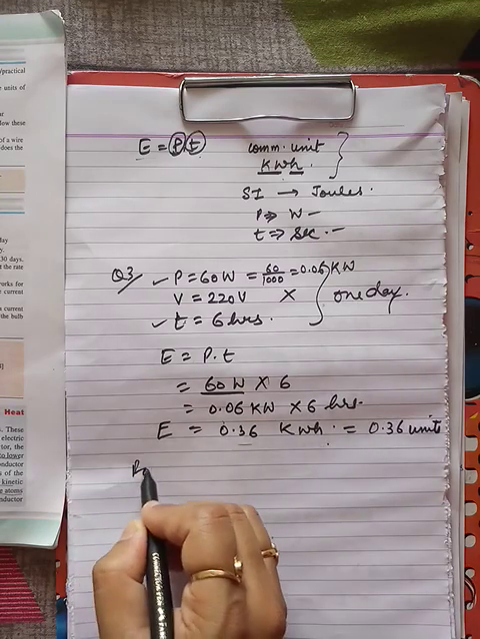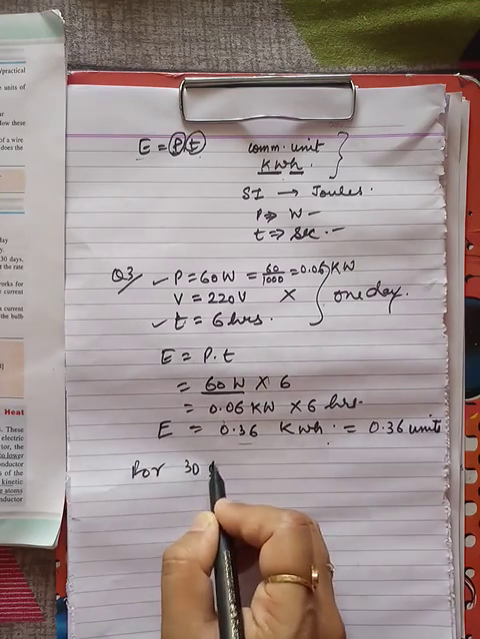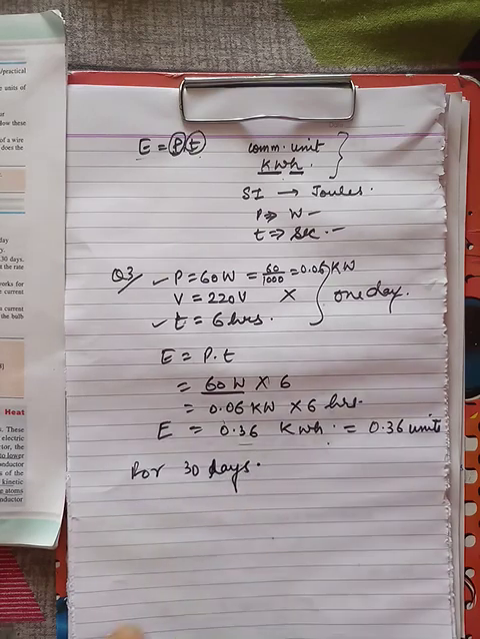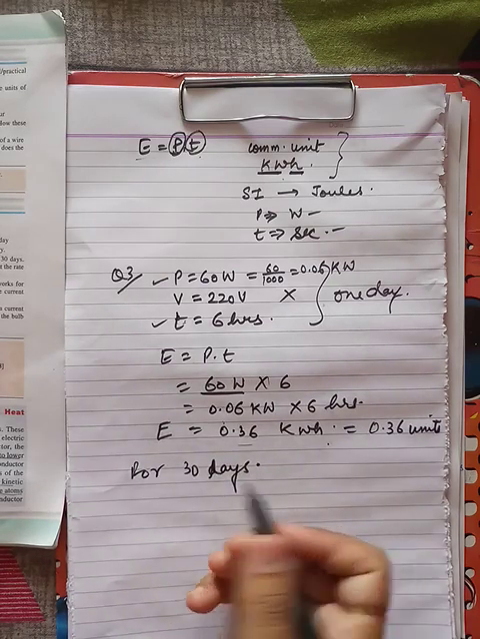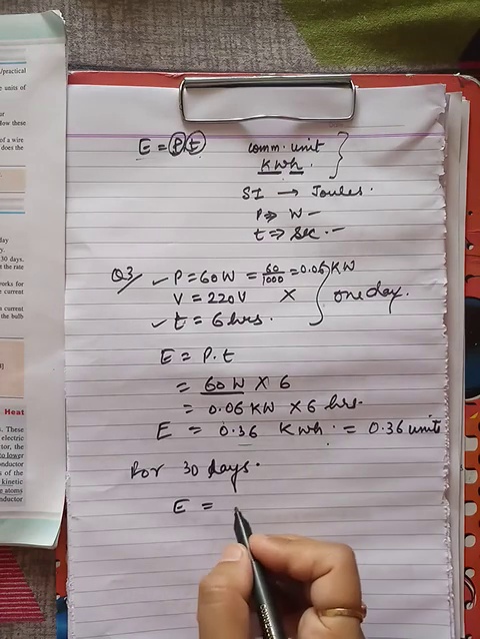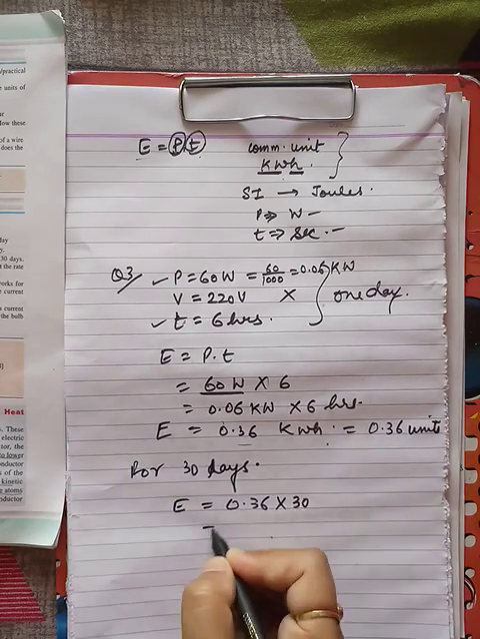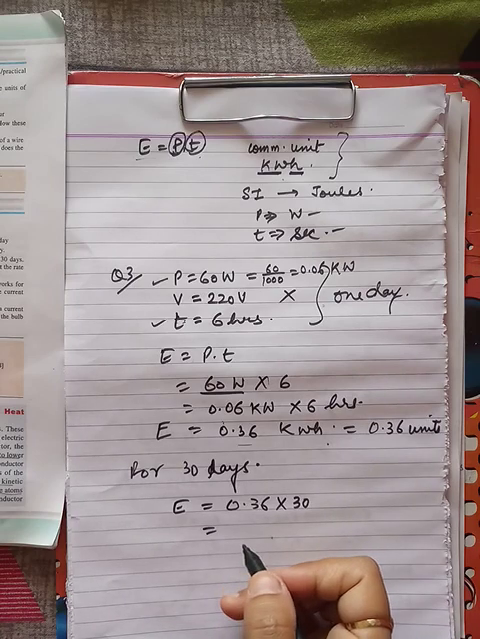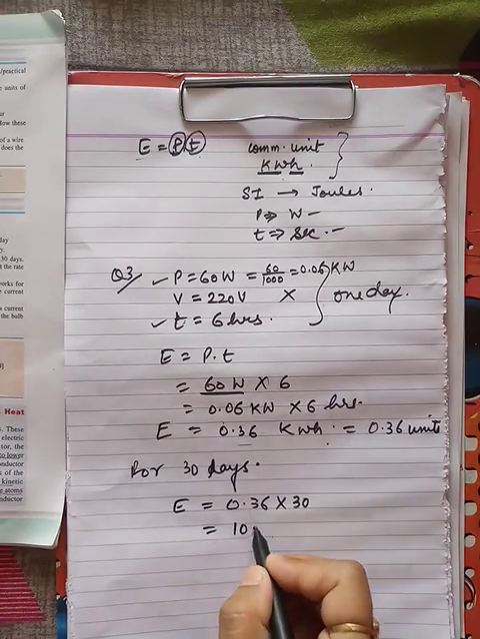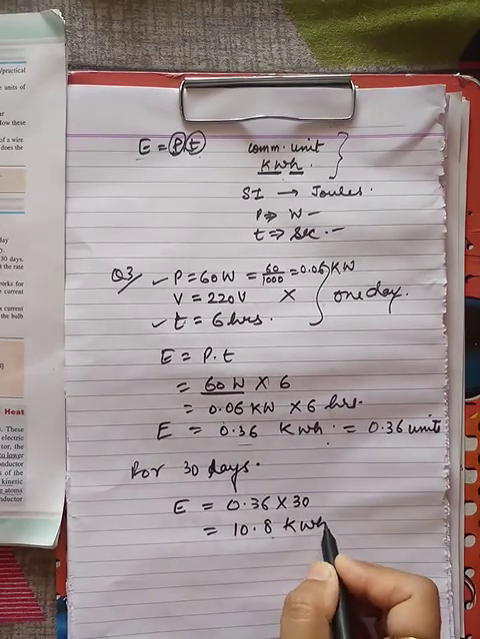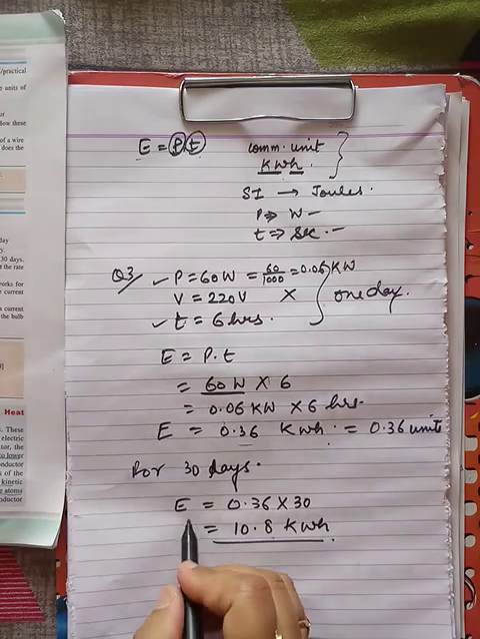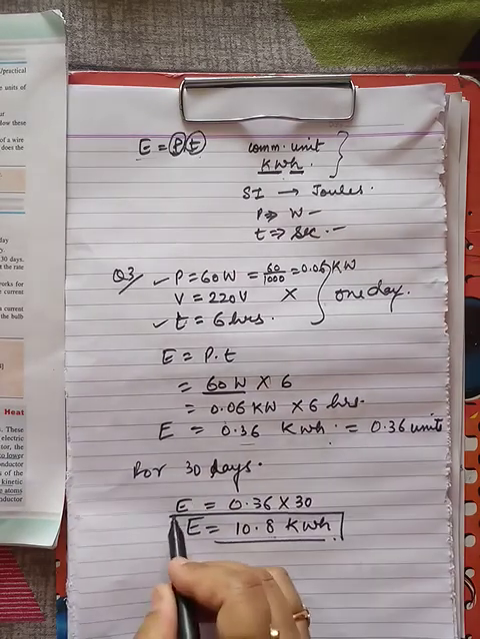Now for 30 days, it will be multiplied by 30 itself. So energy consumed in 30 days will be 0.36 multiplied by 30. So it will be 10.8 kilowatt hour. So energy consumed will be this much.